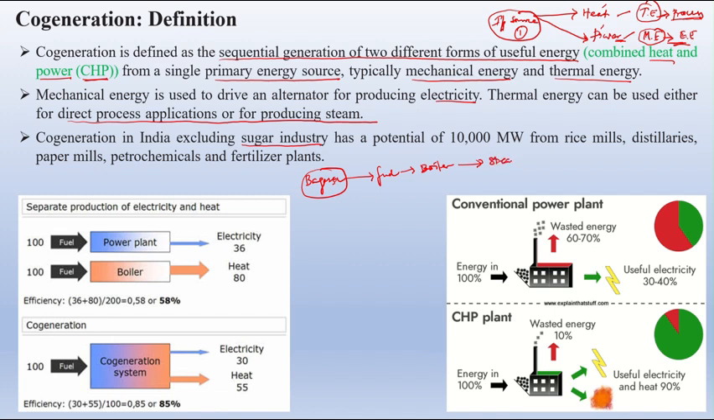That steam is used for two purposes. One is process applications, for the preparation of sugar. Next, the mechanical energy is fed into the turbine, and from the turbine it is passed into the generator. In the generator, we get electric energy. That electric energy is used to run the fans, compressors, blowers, etc. So this is the cogeneration process available in the sugarcane industry.